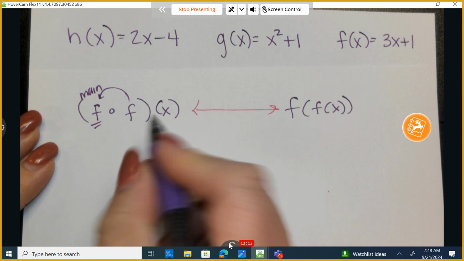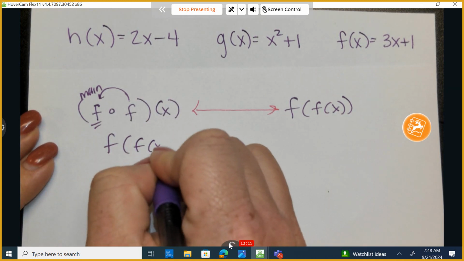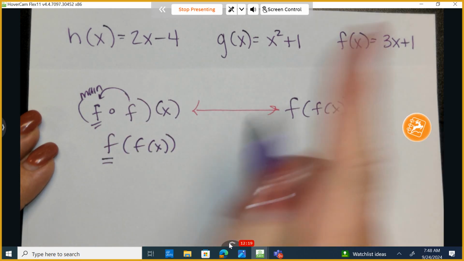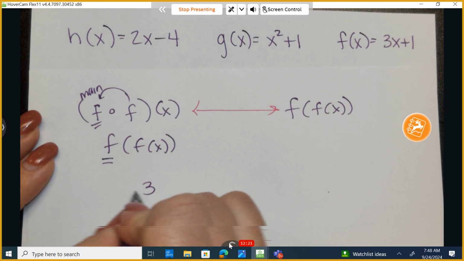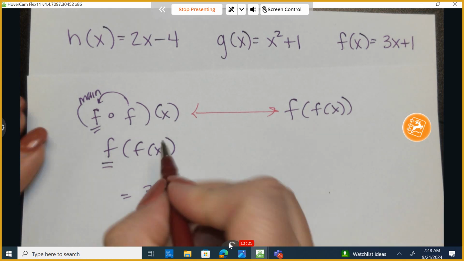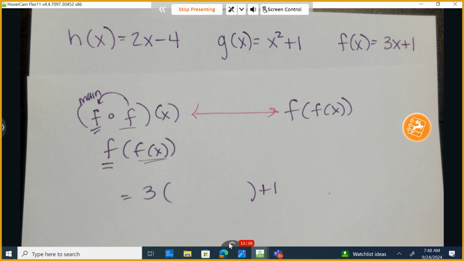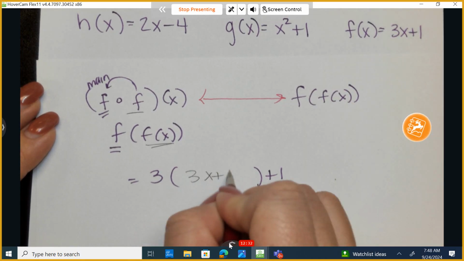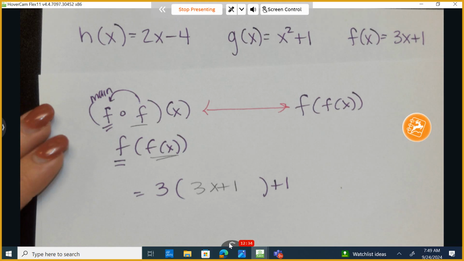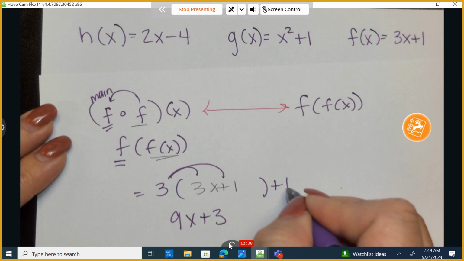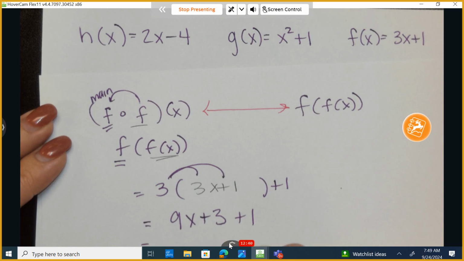This is our main one. It also may be written like this. So we're going to take the main function f. Here's f, and I'm going to write this down. Wherever there's a variable, I'm going to take out the variable, and now this is what I'm going to plug in. I'm going to plug f right back into itself. So f is equivalent to 3x plus 1. Now we're going to distribute to get 9x plus 3. Don't forget about the 1 in back. And 9x plus 4.